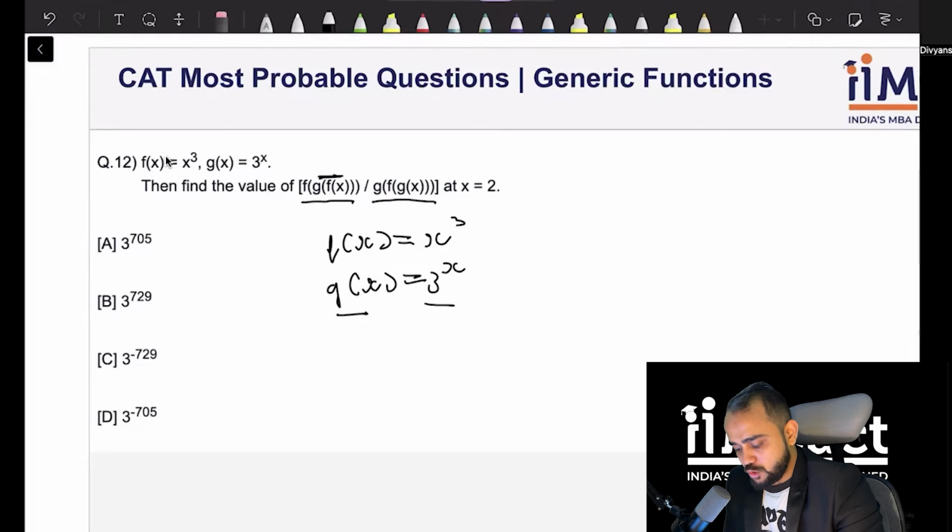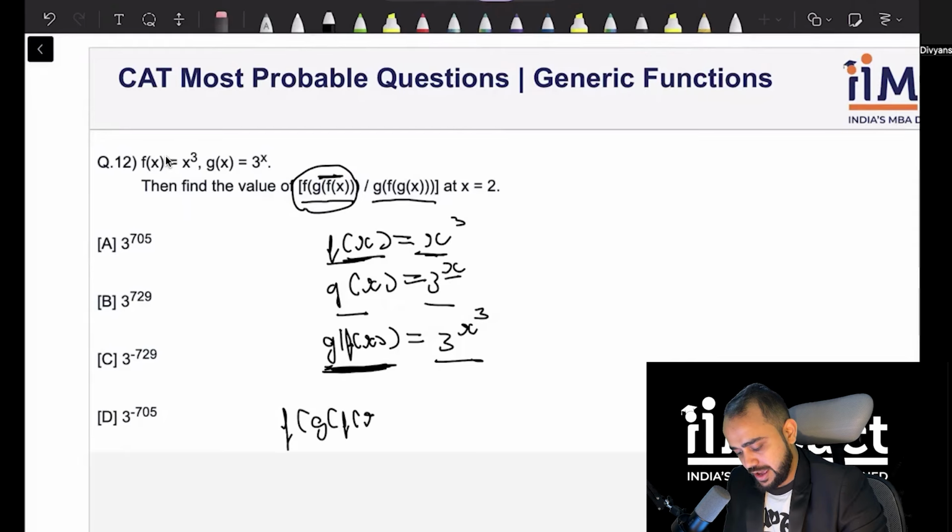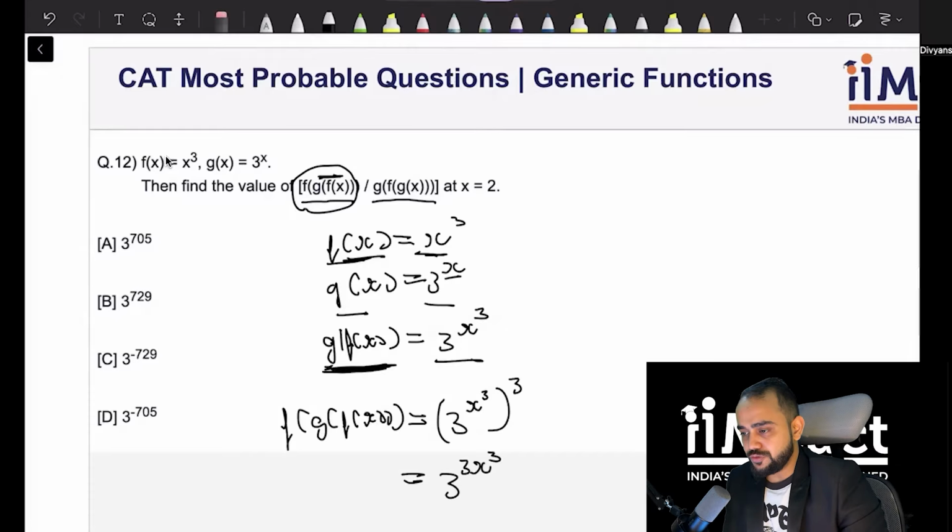So let me first calculate what g of f of x is. So g of x is 3 to the power x. If I replace x with f of x, I will get g of f of x is equal to 3 to the power x cube. Now I am going to put this as an input in the f function to find my numerator. So I will replace x with this function. So f of g of f of x is equal to 3 to the power x cube whole being raised to the power 3, which I can simply write as 3 to the power 3x cube.